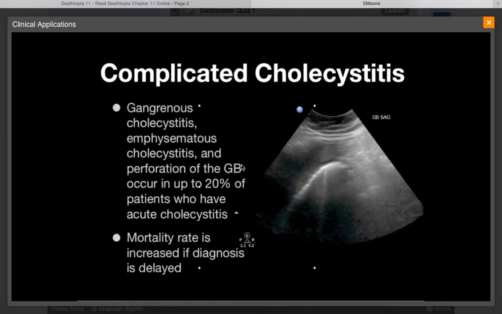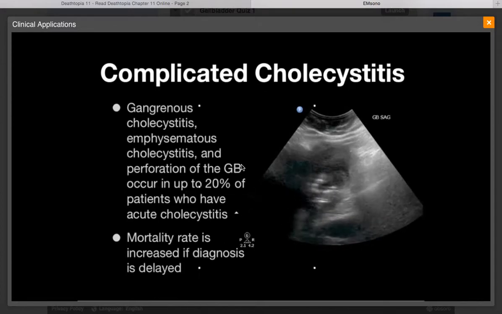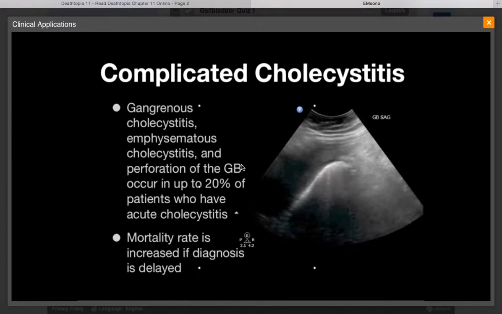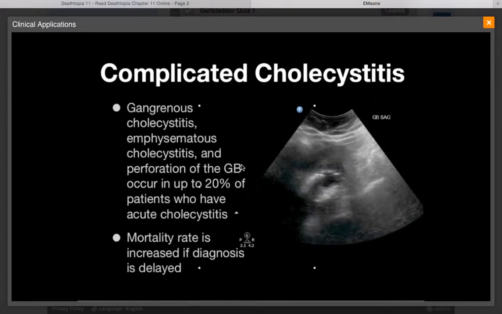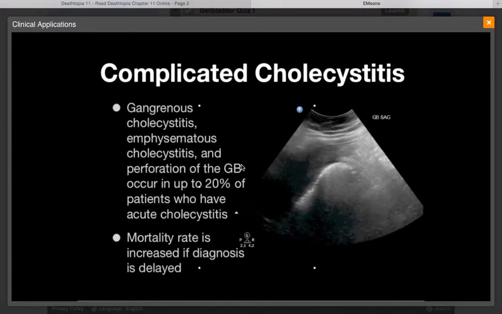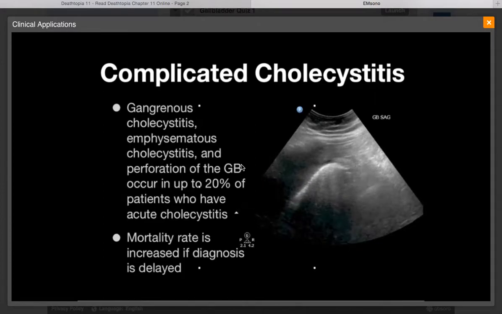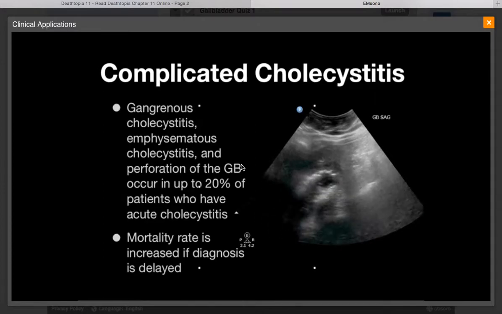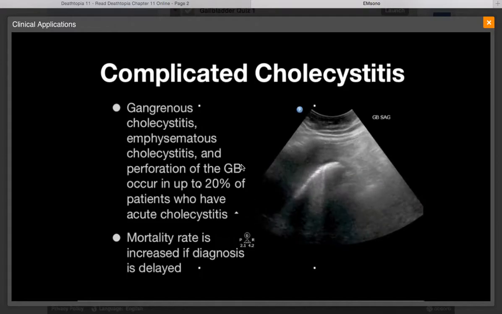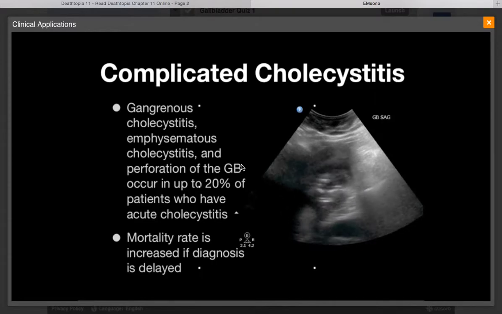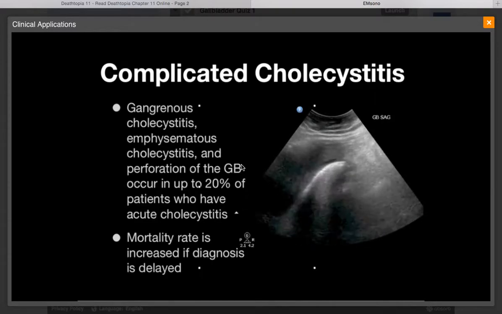Complicated cholecystitis: gangrenous cholecystitis, emphysematous cholecystitis, and perforation of the gallbladder will occur in up to 20% of patients who have acute cholecystitis. The mortality rate is increased if the diagnosis is delayed. Usually these people have more advanced cases because of a more difficult history and physical. It may be a patient who is in a chronic comatose state, or an elderly patient with an unreliable physical exam. These are all patients who are at risk for more advanced findings of cholecystitis due to delay.